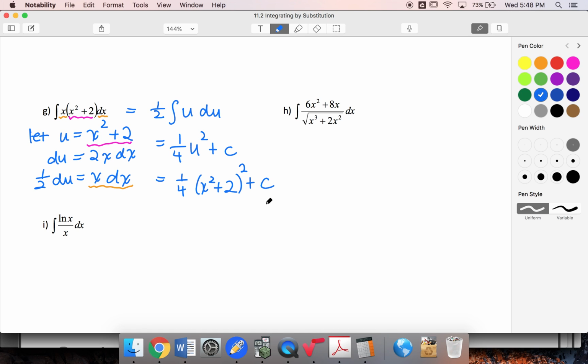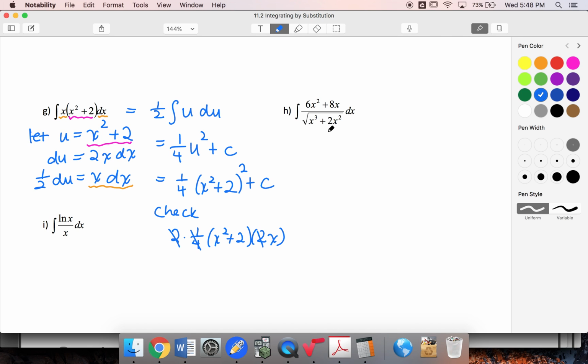Remember, I can always check by taking the derivative. So 2 times 1/4 is 1/2. So if I check, I have 2 times 1/4 times (x squared plus 2) to the 1st times 2x. So 2, 2, and 1/4 cancel, and I get x times (x squared plus 2). This one I wouldn't actually do with substitution though in general. This one I would just expand because that was super easy to expand.